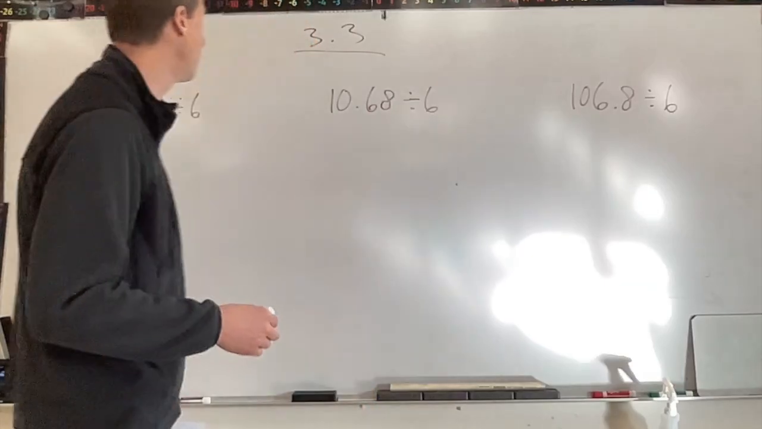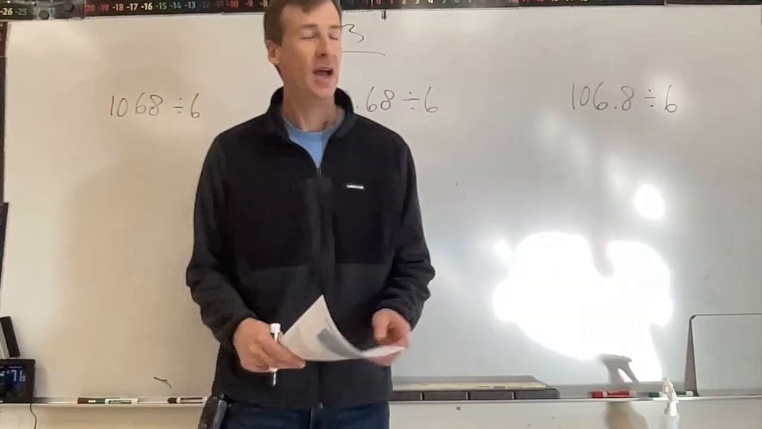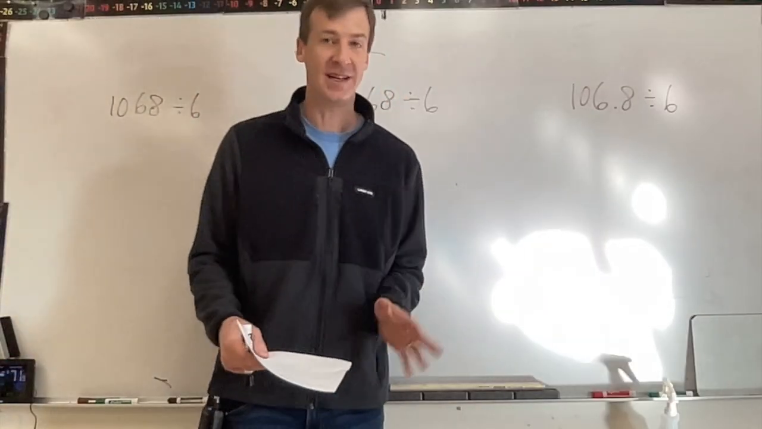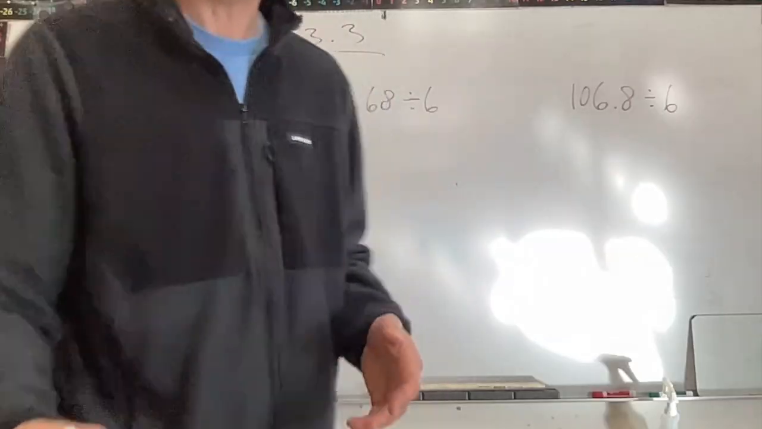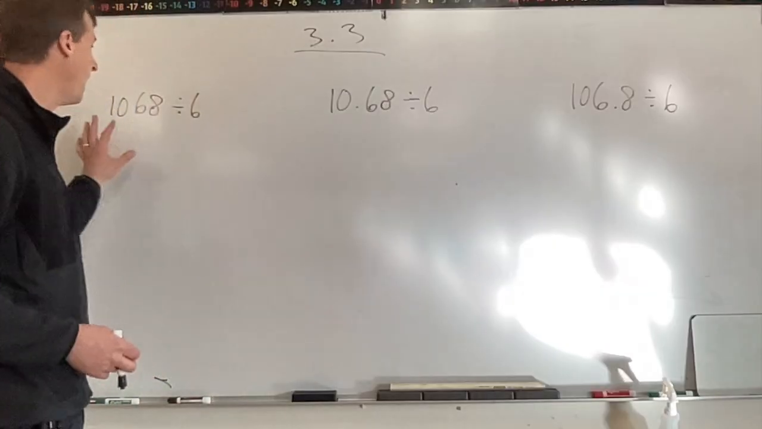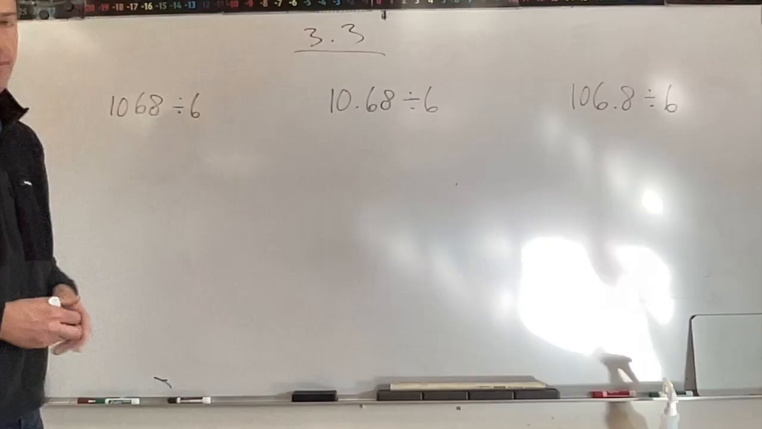Today we're working on section 3.3. If you know how to divide, this can be a pretty simple section. We're just learning how to divide decimals by whole numbers, and then we're going to get into decimals divided by decimals, which is going to get a little more complicated, I think, in section 3.5. Anyway, for today, 3.3, taking a decimal, dividing it by a whole number.